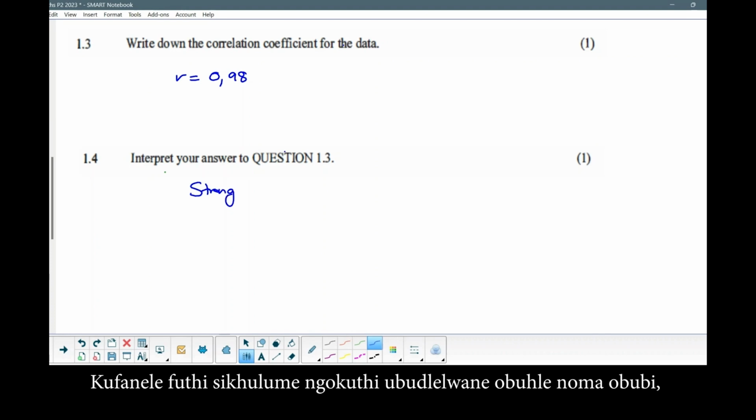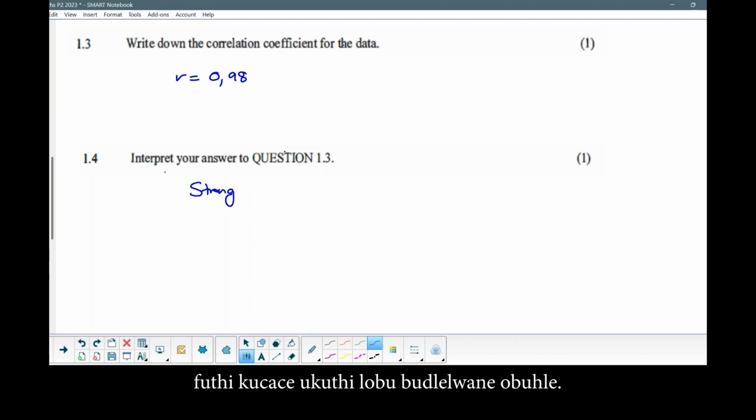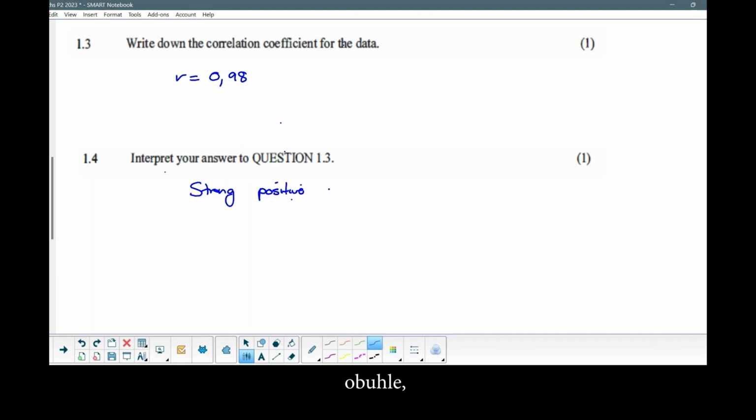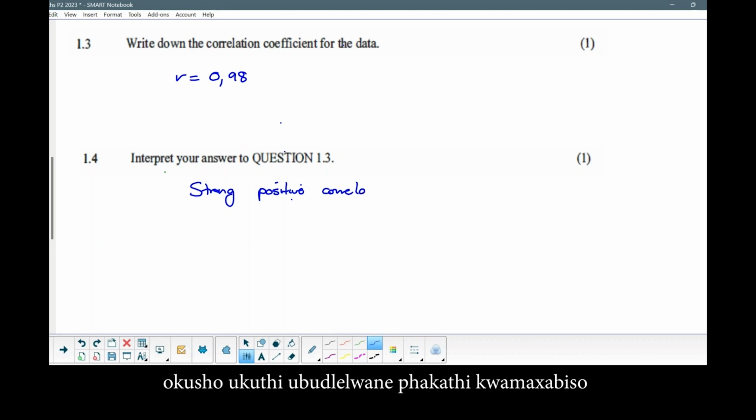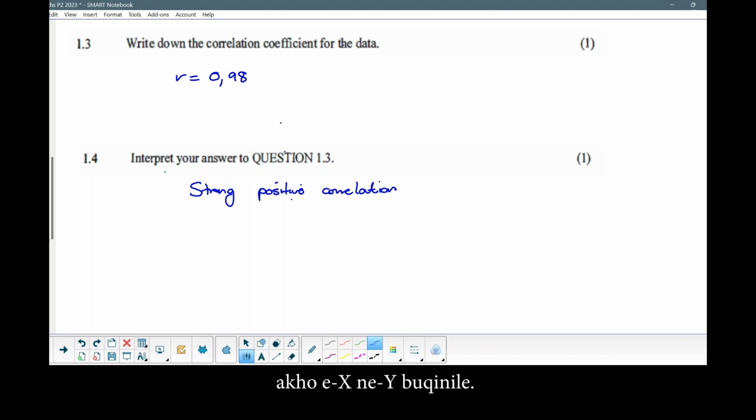We also have to talk about whether it's a positive or negative correlation. And obviously, this is a positive, so it's a strong positive correlation. Meaning that the relationship between your x and your y variables is very strong. That means your data is very clustered, close to your line of regression.